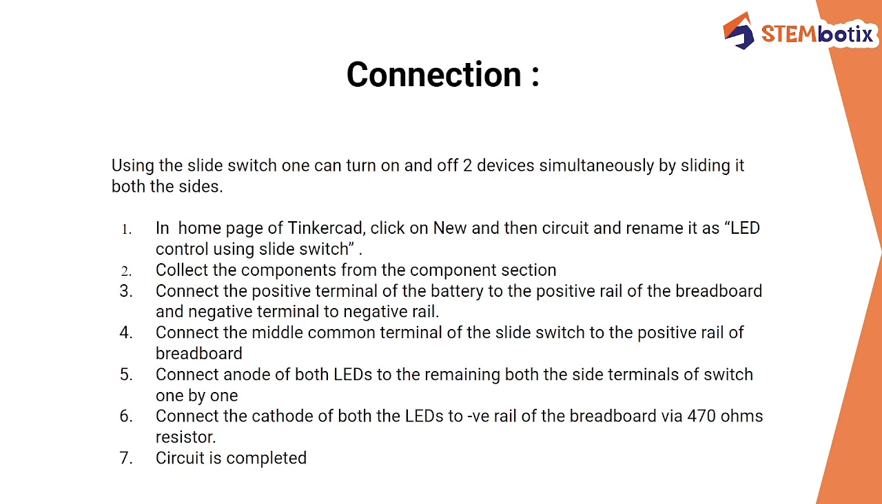Connect the middle or common terminal of the slide switch to the positive rail of the breadboard using a red wire. Connect the anodes of both the LEDs to the remaining two side terminals of the slide switch one by one. Connect the cathodes of both the LEDs to the negative rail of the breadboard via 470 ohm resistors, particularly using a black wire. Now your circuit is completed. So this is how your circuit gets completed for a slide switch.